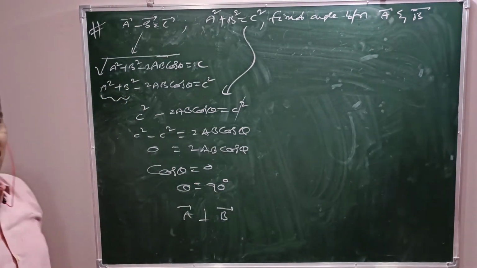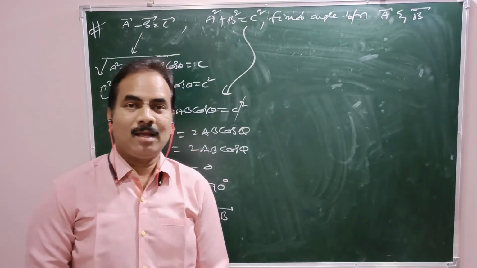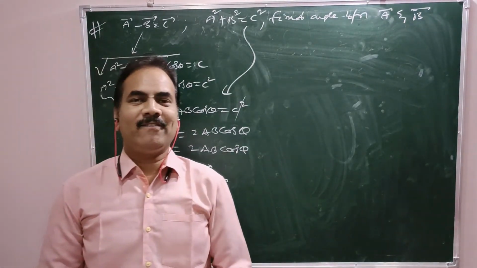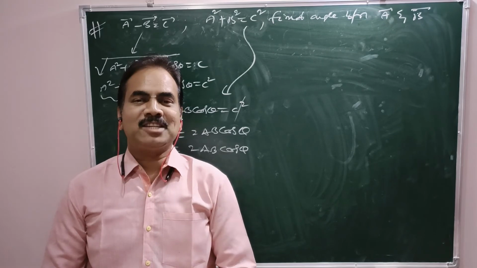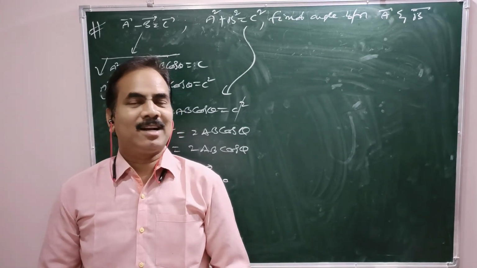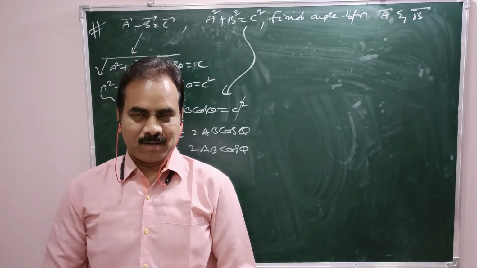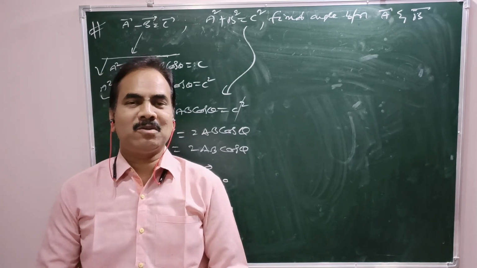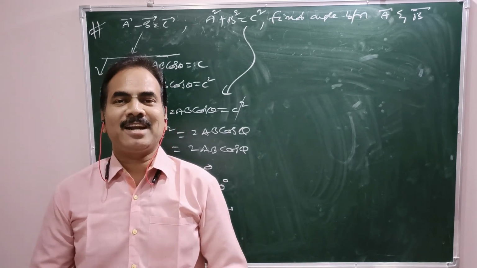Right? Okay, friends. With this, we have successfully completed vectors. In the next chapter, what is that? Straight line motion. In the next lecture, we are going to start a new chapter, that is straight line motion.